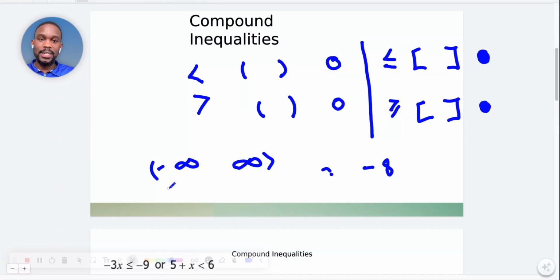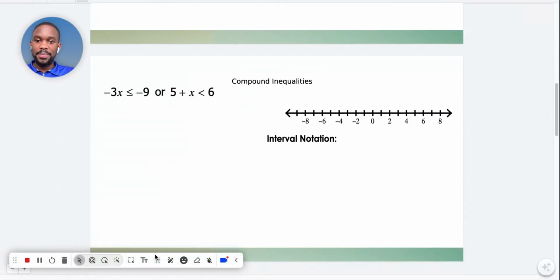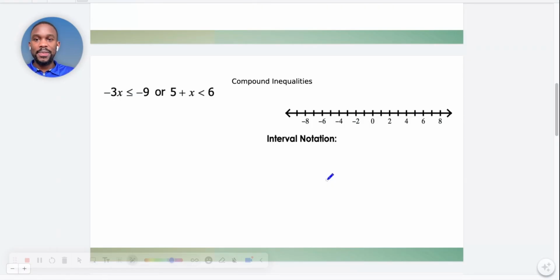If your solution set contains negative infinity and positive infinity, we're still going to use parentheses. So we're looking at our first example here: negative 3x is less or equal to negative 9, or, you see this "or"? There are two inequalities. Or 5 plus x is less than 6. Let me call this inequality number 1, and this inequality number 2.